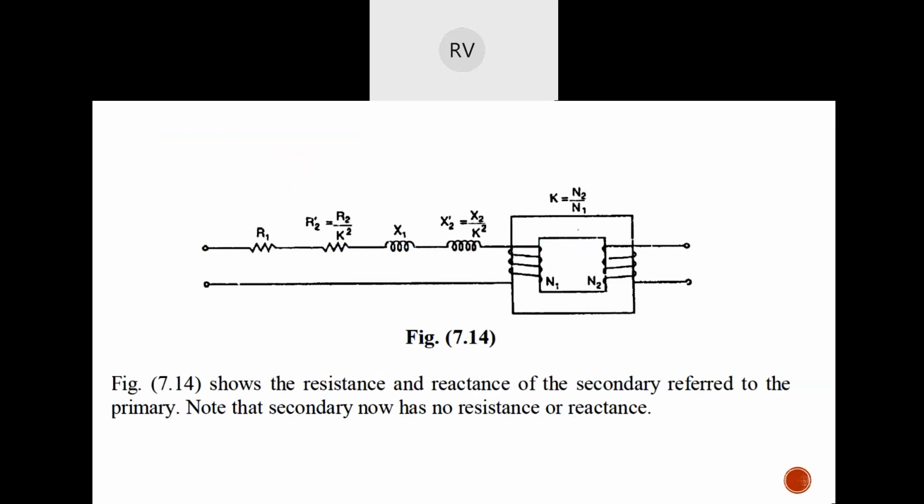So if you see the diagram, how to represent this when referred to the primary, this is the diagram referred to the primary. Here you can see R1 is retained and R2 dash is introduced, where R2 dash is equal to R2 by K square, and X1 is retained and X2 dash is introduced, where X2 dash is equal to X2 by K square.